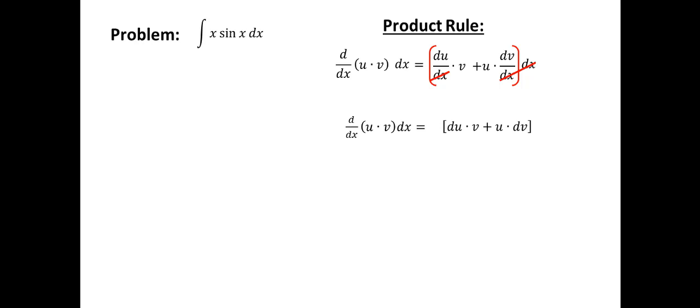And now, just like we did with u substitution in deriving that, we can take the integral of both sides. So we'll take the integral of this side and integrate this side, and that equality is still going to hold because we just did the same thing to both sides.